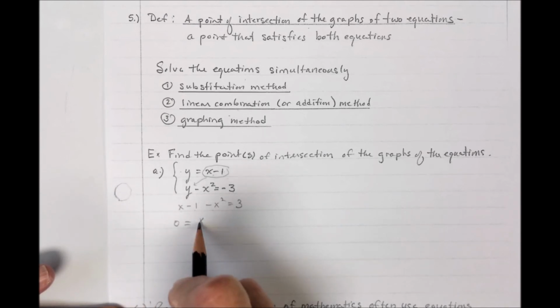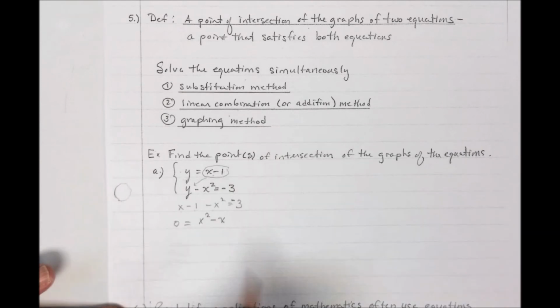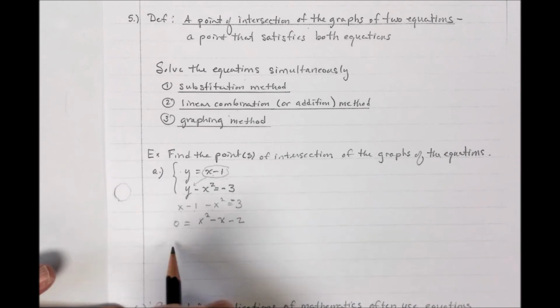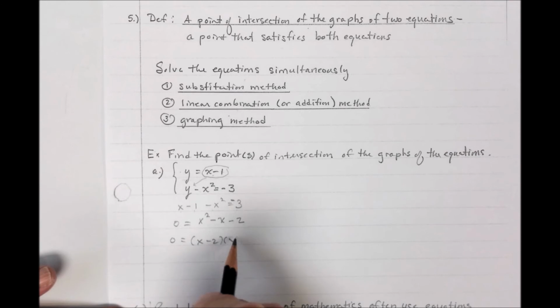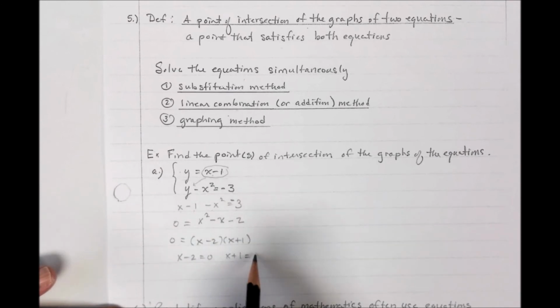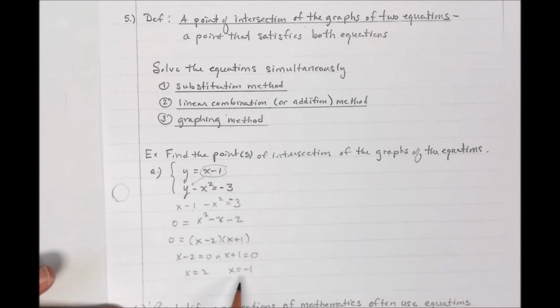And I get x squared minus x. Let's see, if I add 1 to both sides, oh, that's a -3. Almost messed up there. If I add 1 to both sides, I would get a -2, so minus 2. So this is going to give me x minus 2, x plus 1 equals 0. Using the old zero product property, x minus 2 equals 0, x plus 1 equals 0, and I get x is equal to 2, x is equal to -1. So those would be the x values of my 2 points, notice plural, of intersection.